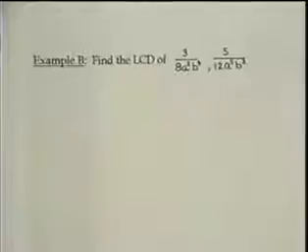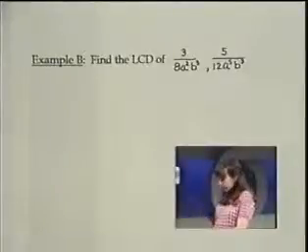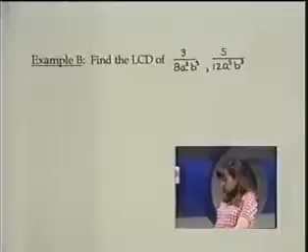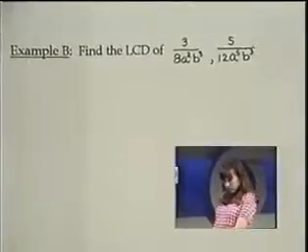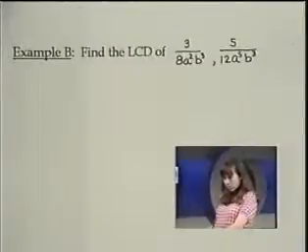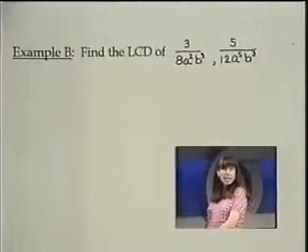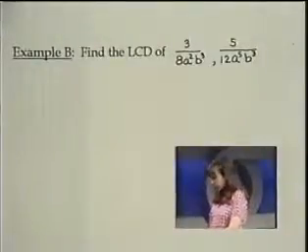Okay, so let's do example B. For example B, I have the following two fractions. I want to find the least common denominator of 3 over 8a squared b cubed and 5 over 12a to the 5th b cubed. Let me zoom in a little bit so you can see that better. I want my least common denominator.